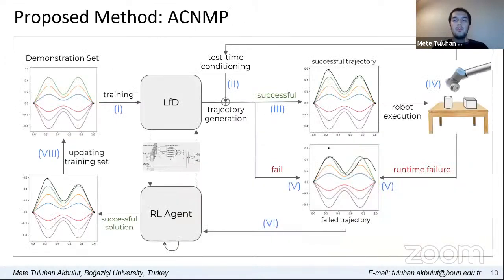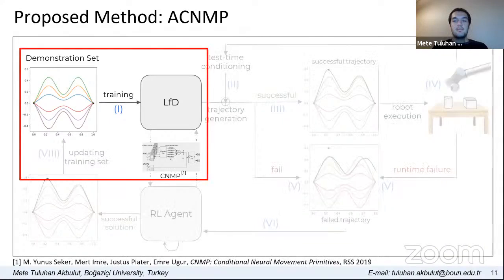We propose adaptive conditional neural movement primitives called SCNMP to address these challenges. We use conditional neural movement primitives as the base LFD model to learn skill representations, because this state-of-the-art model can learn nonlinear relations between trajectories and task parameters using only a few demonstrations. Let's have a look at how representations are found.